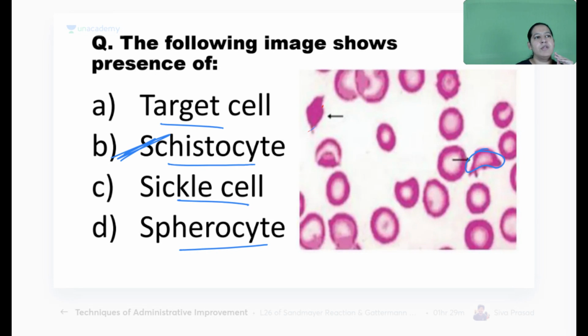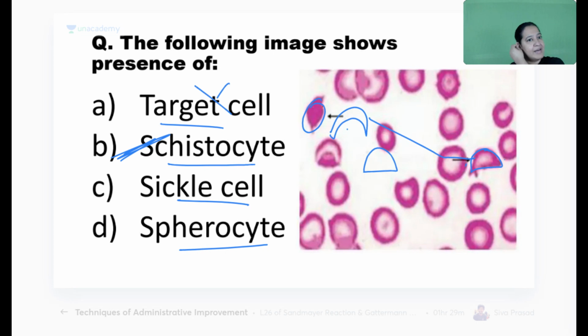Look at the arrow. Sickle cell is typically like this. And see this image and this image. It is not sickle cell. It is helmet shape. Triangle shape or helmet shape. It is not sickle. It is a helmet or triangle. It is schistocyte.